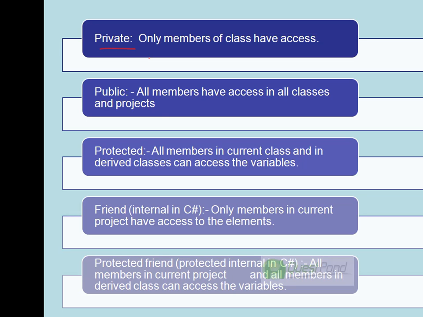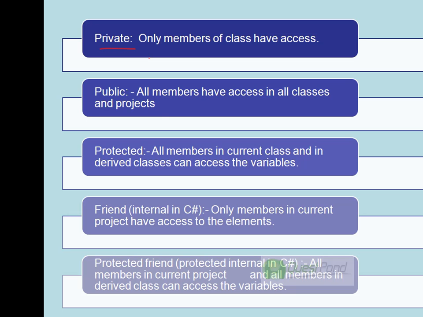In protected, when you define a function as protected, or when you define a property as protected, only the derived classes can access those variables, functions, or properties. Internal means only members in the current project have access to the elements. So in other words, whatever physical project, the .csproj file or the .vb project file you have made, only members in the current project can have access to the elements.